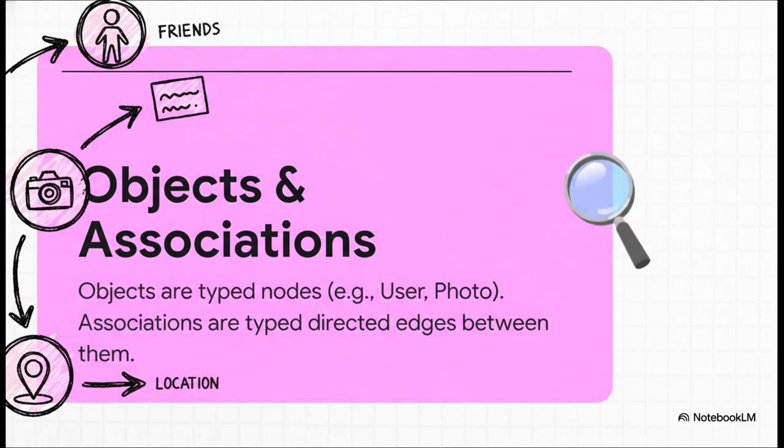The core idea behind TAO is actually brilliantly simple. It really just thinks about two things. First, you've got objects. These are the nouns in the graph. A person, a photo, a place you check in. These are the nodes. And then you have associations. These are the verbs, the connections between those objects. They're the edges. So you're not just an object, you have a friend association with another user object. You have an authored association with a comment object. It perfectly mirrors how the real social world works.